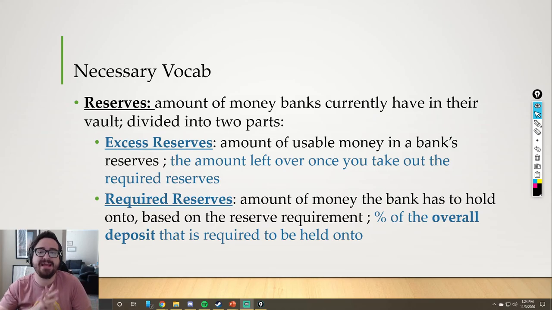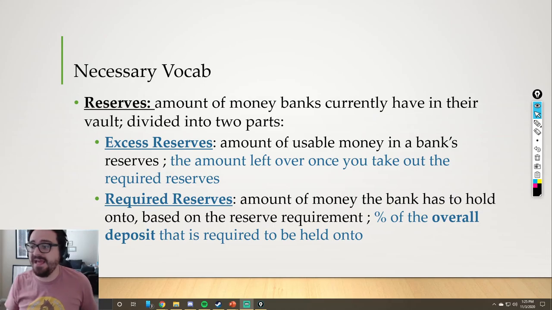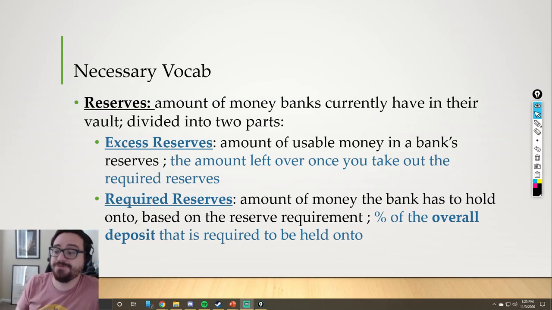Required reserves is the amount the bank has to hold on to. It is the percentage of the overall deposit that is required to be held on to. So it's based on the reserve requirement, which is a number set by, again in America, the Federal Reserve. Say they set it at 10%. That means the required reserves will be 10% of the overall deposits. That chunk gets set away, like, cool, we have to save this chunk. This much larger chunk would be the excess reserves. The amount left over when you take out the required reserves is excess reserves.